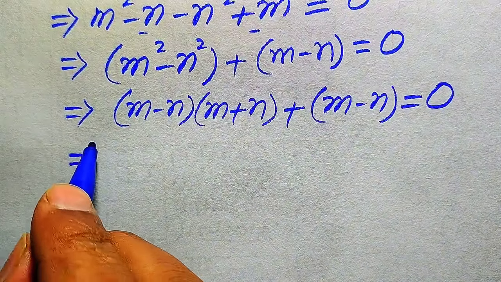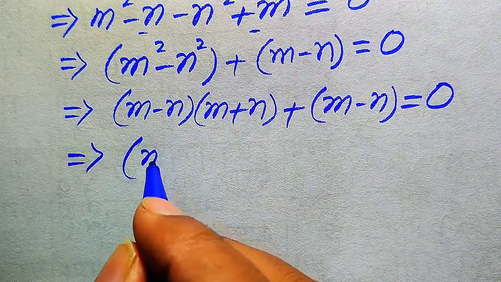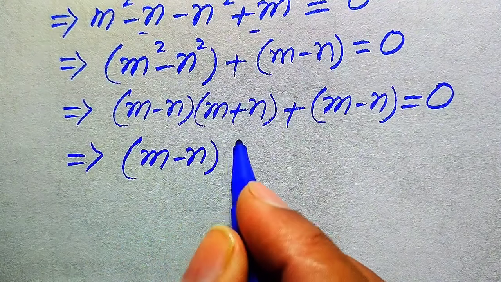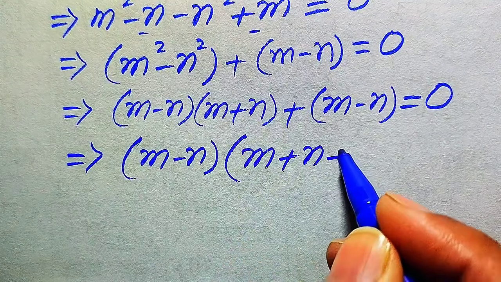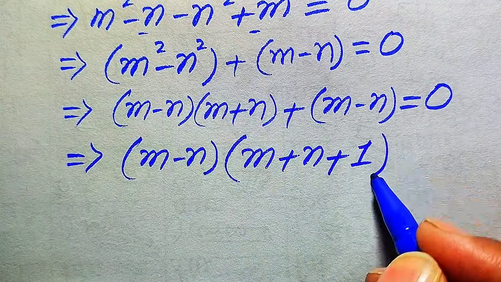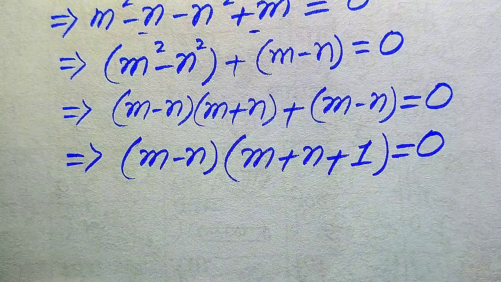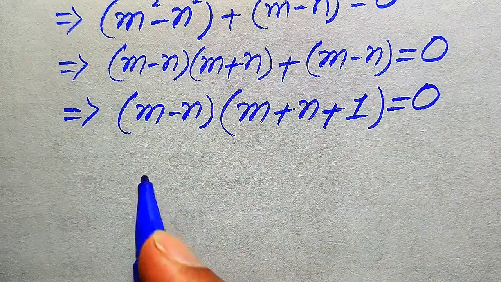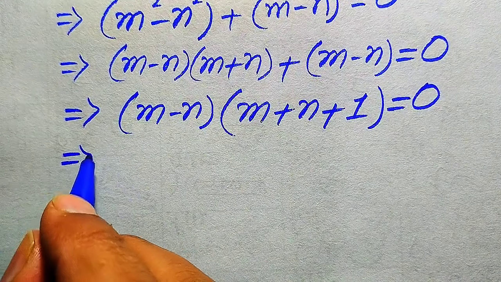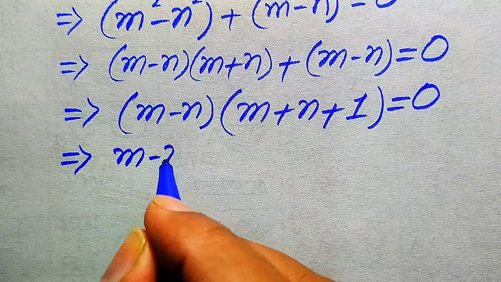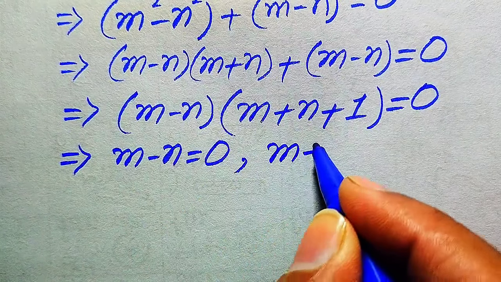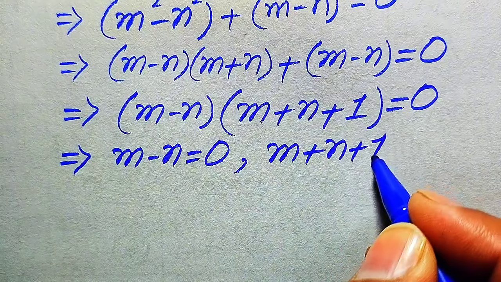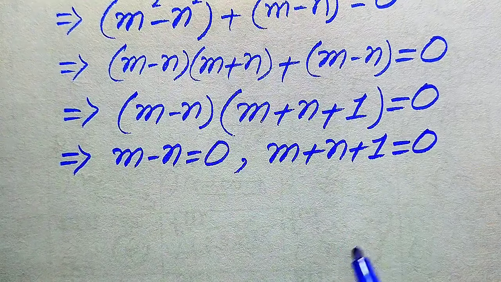And now you see here both of these two terms involve m minus n, so we take this factor common and we get the remaining values m plus n, and here we get only 1, and this whole equation equals 0. And now we divide this equation into two cases. The first case is we write m minus n equals 0, and the second case is we write m plus n plus 1 equals 0.